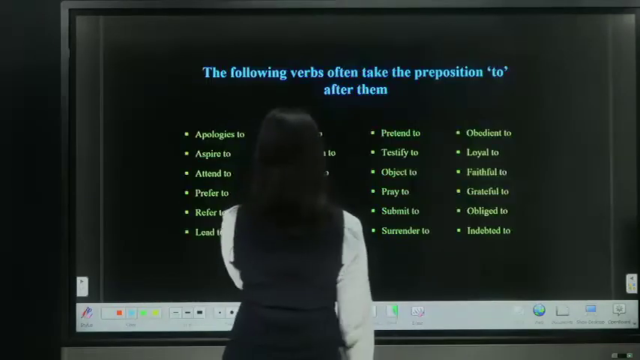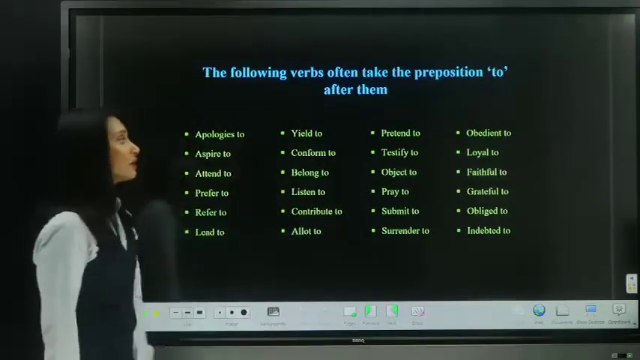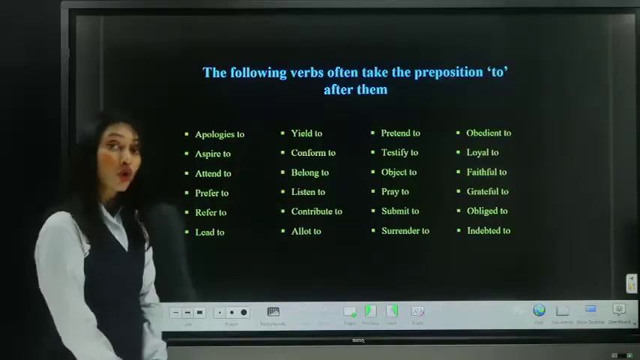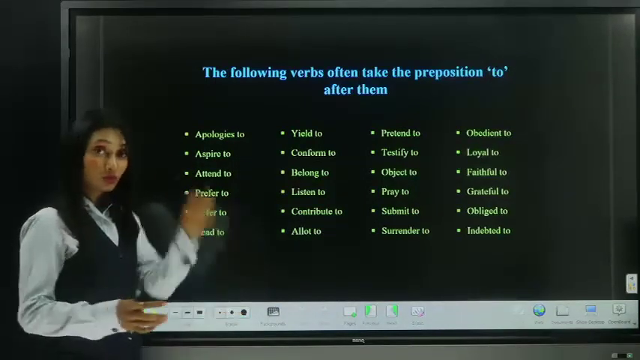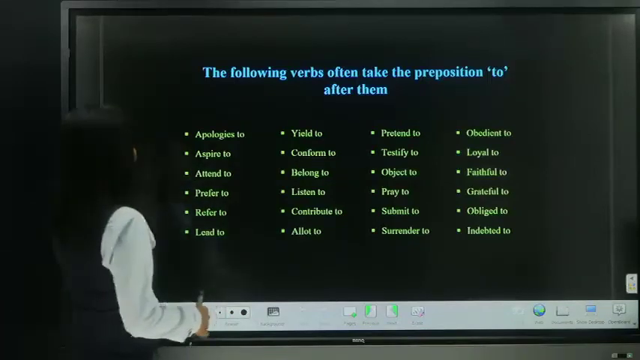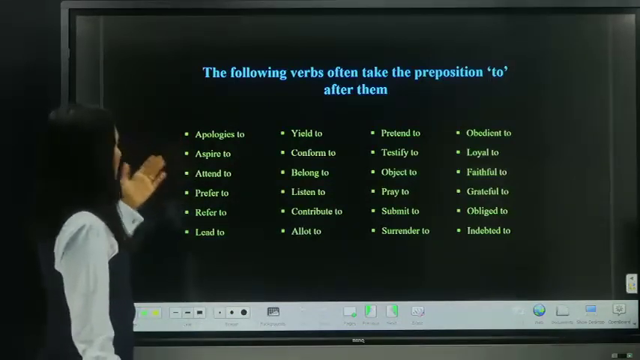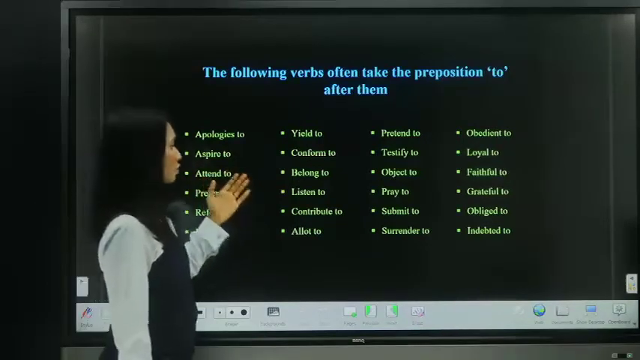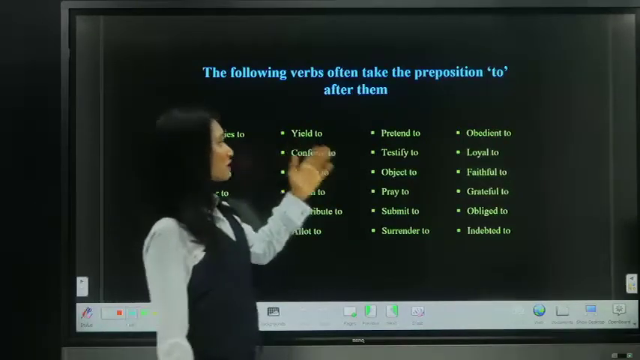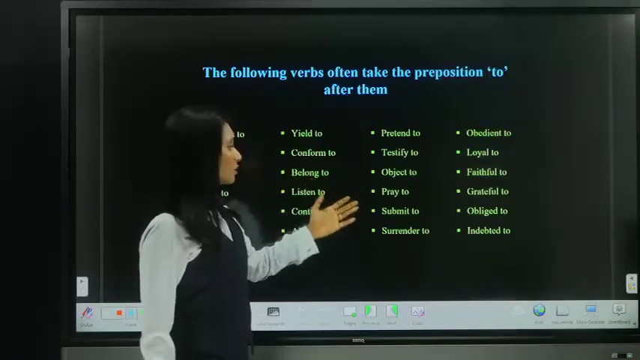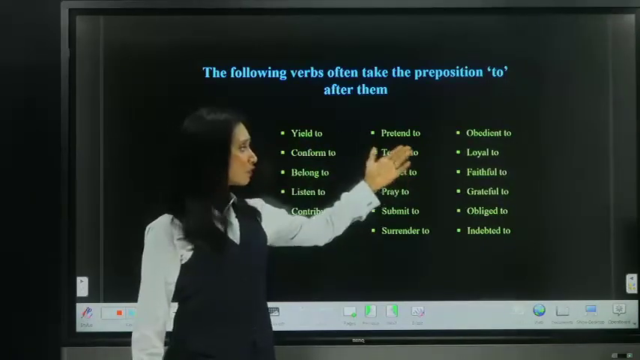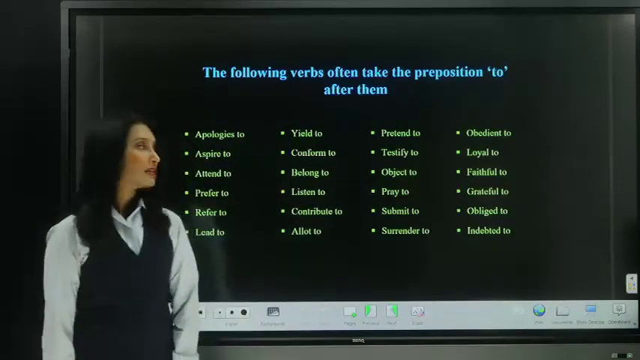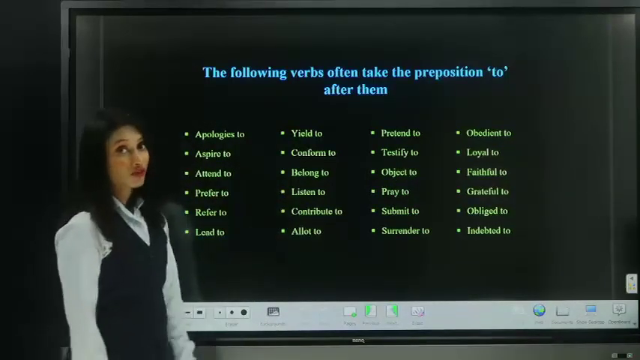Next one, preposition to. So this list of verbs is followed by preposition to only, always. So let's have a look at them. Apology to, aspire to, attend to, prefer to, refer to, lead to, yield to, conform to, belong to, listen to, contribute to, allow to, pretend to, testify to, object to, pray to, submit to, surrender to, obedient to, loyal to, faithful to, grateful to, obligate to, indebted to. So these are the list of verbs which are followed by preposition to.